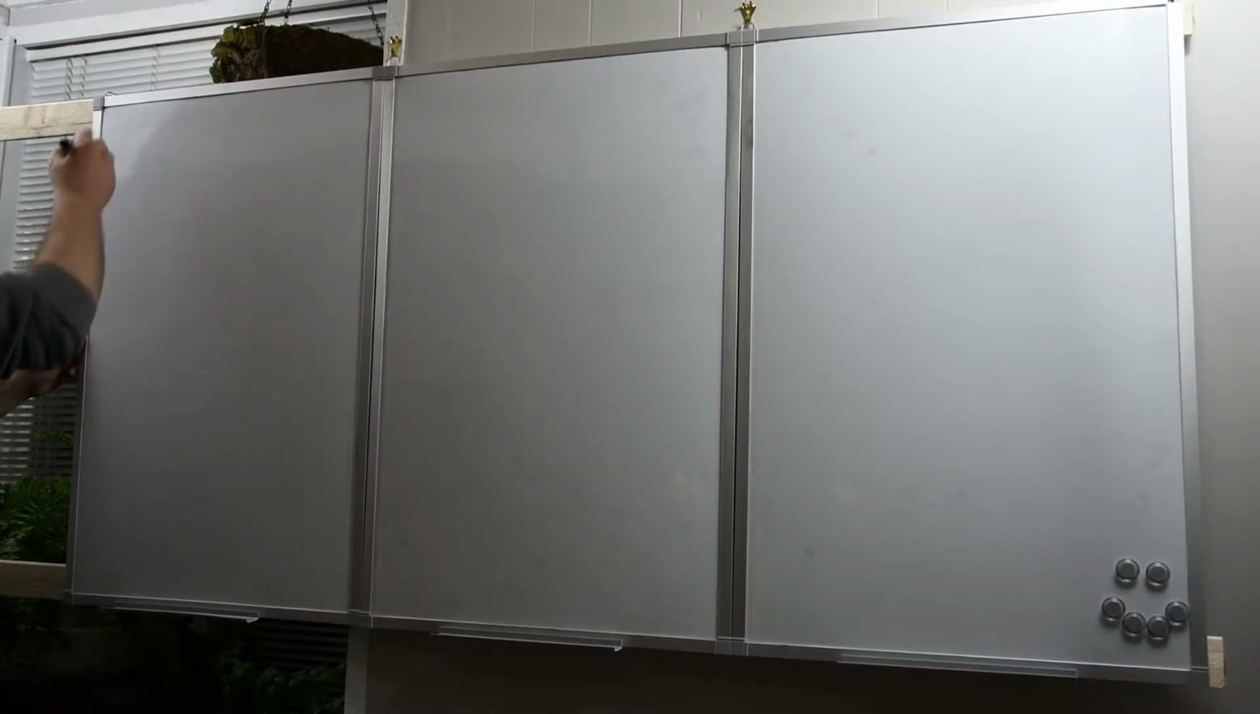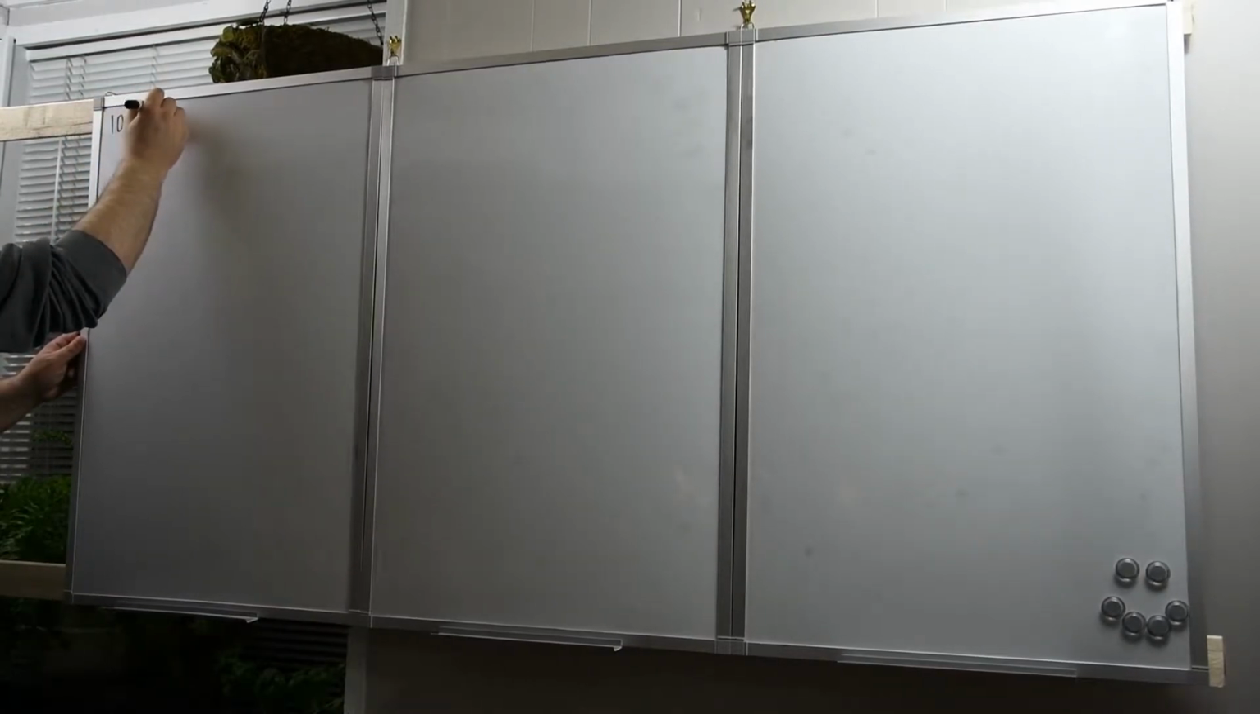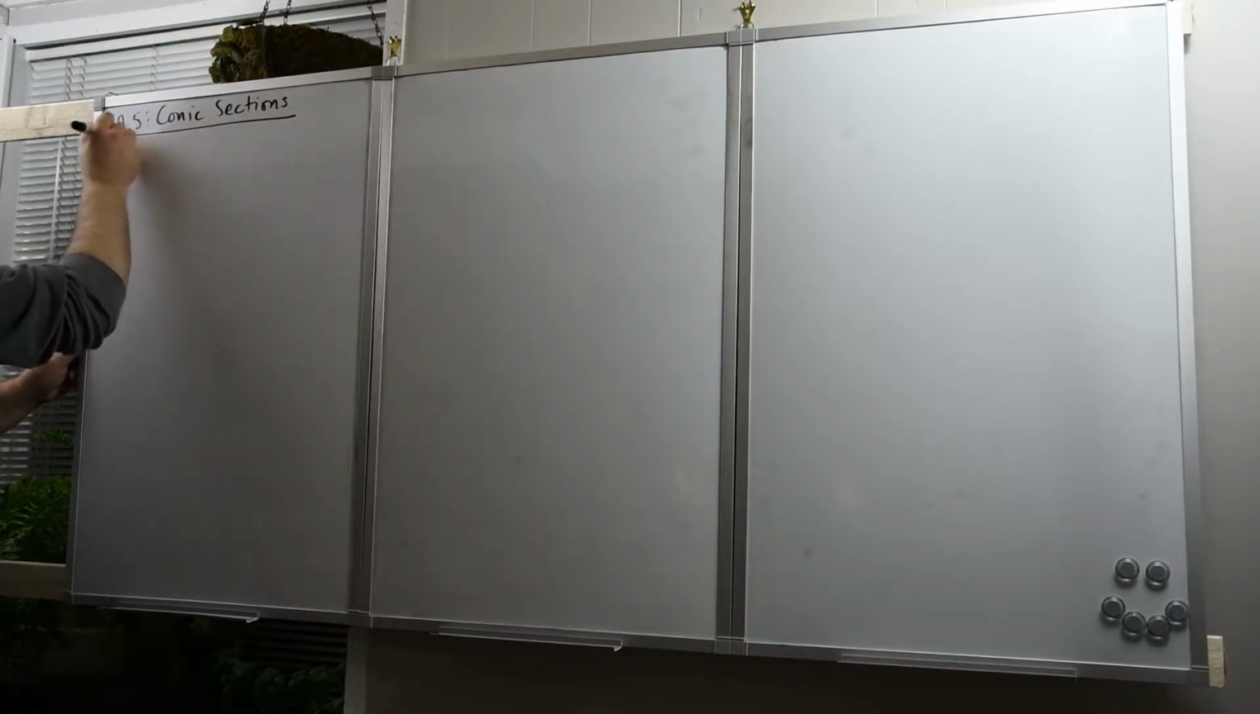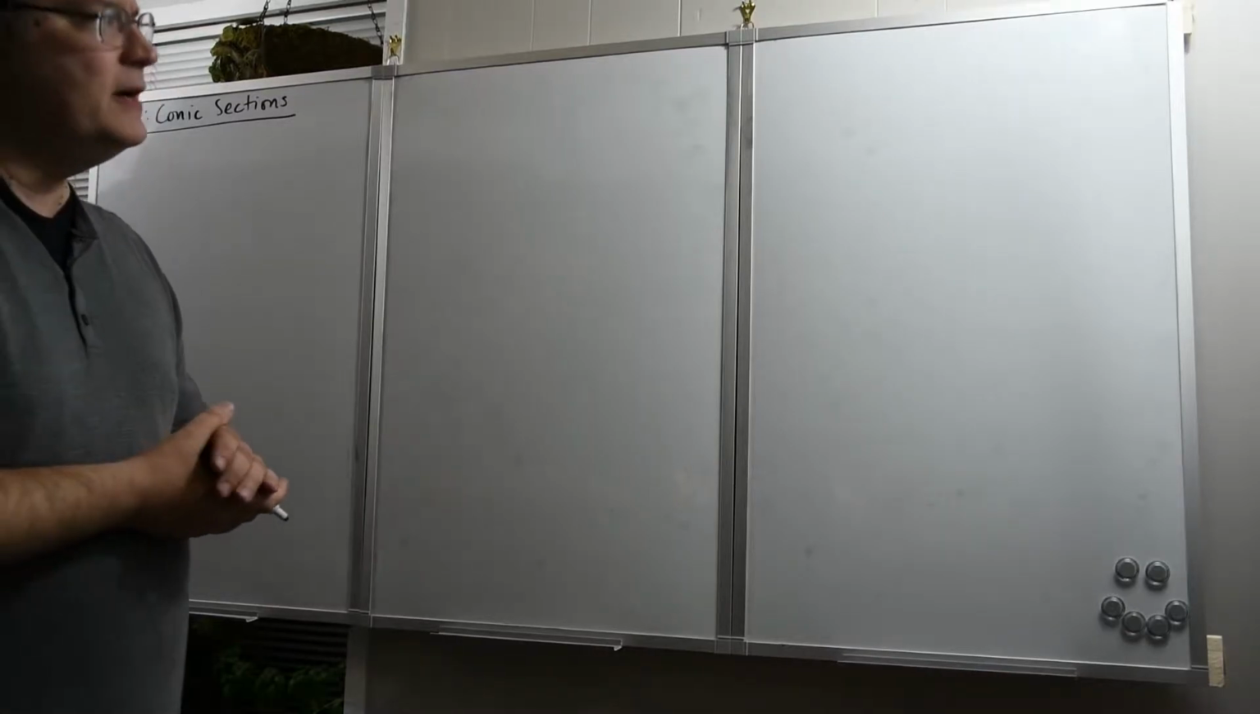All right, so we're going to be taking a look at section 10.5 this time. Section 10.5 deals with conic sections. Now, you probably saw this stuff in pre-calculus with trig, so it may have been a little while.